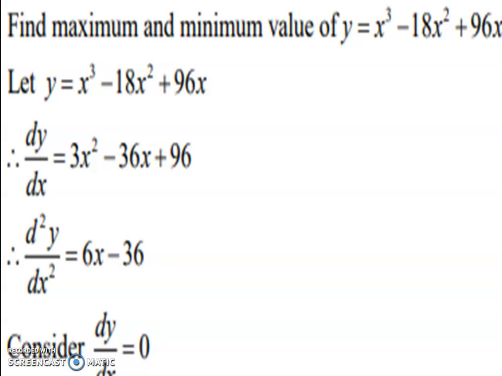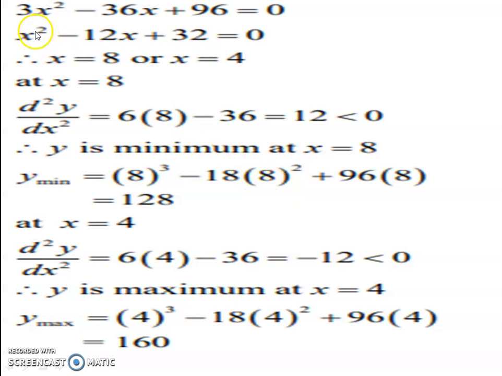Now we have to differentiate again with respect to x. d square y upon dx square is equal to, x square derivative is 2x, 36 into x derivative is 1, 6x minus 36. Now we have to consider dy by dx is equal to 0. That means 3x square minus 36x plus 96 is equal to 0. So we divide by 3 on both sides. 3 upon 3 is 1, 36 upon 3 is 12, 96 upon 3 is 32, equal to 0. So we have x square minus 12x plus 32. Factoring this quadratic equation, x equal to 8 and x equal to 4.